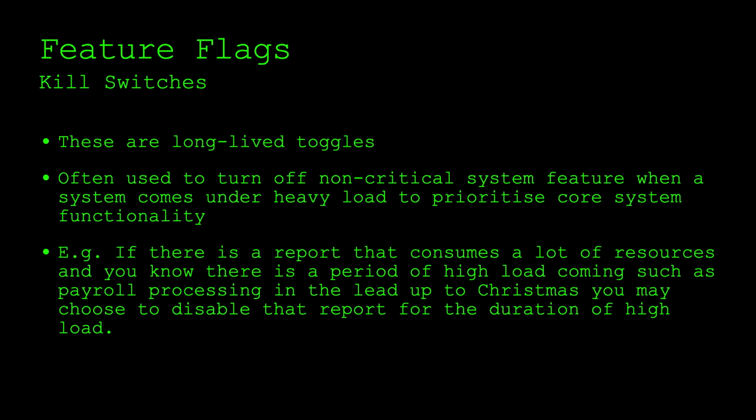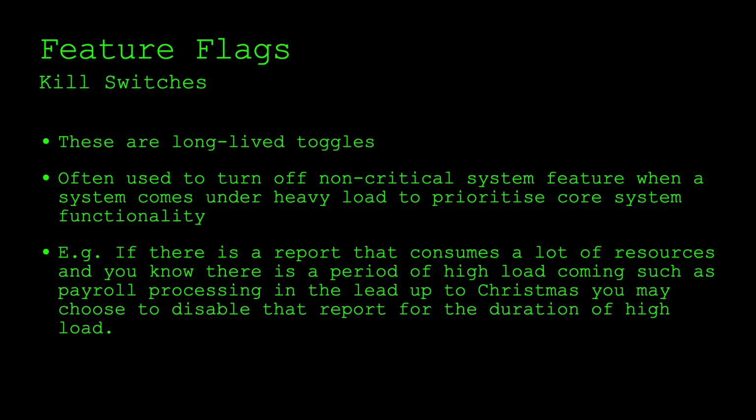And commonly in ops, you might have something like kill switches. So these are long-lived toggles. Most toggles are ideally short-lived, otherwise you're just adding some extra complexity to your code. And basically these are often used to turn off non-critical system features. So when a system comes under heavy load, for example, you can turn off some features to prioritize core system functionality so that the main user experience is not affected.